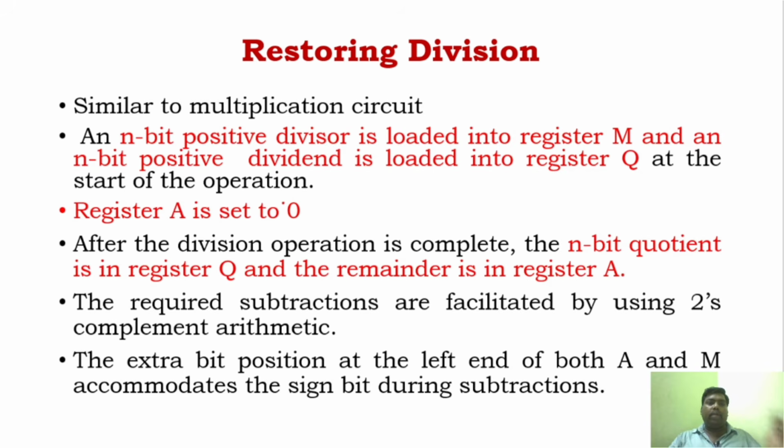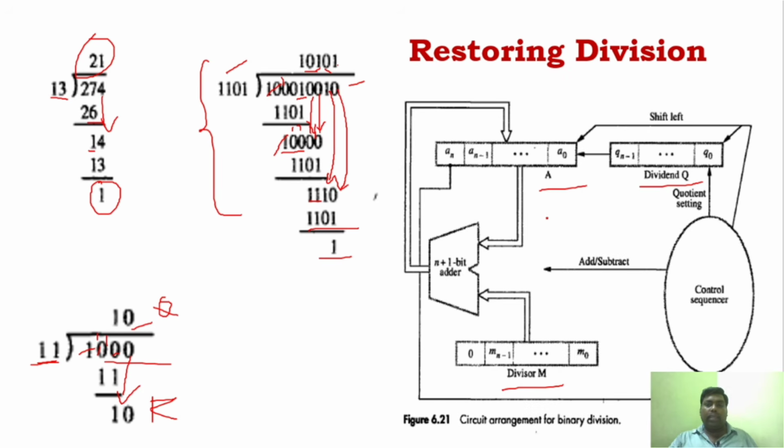Now coming to this particular thing. This is the restore division, the circuit I will explain. So you can see here, n-bit positive divisor is loaded in M, and dividend is loaded in Q, and A is first set to 0. Then for subtraction, you will take 2's complement of that divisor. And then for every position, you will have a shift operation, correct? So that is what we will do here.